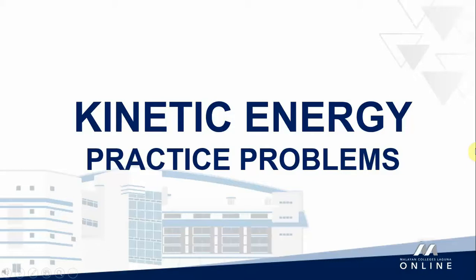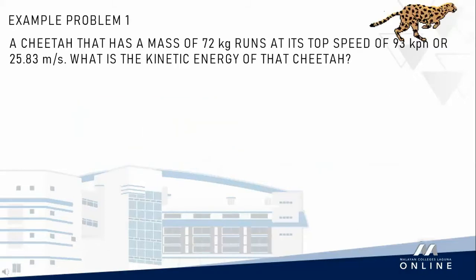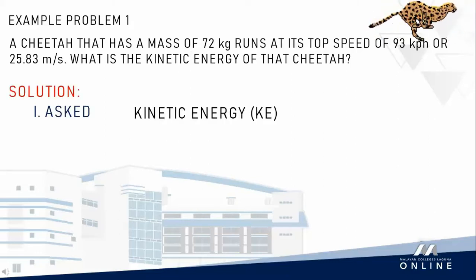Let us have some kinetic energy problems. A cheetah that has a mass of 72 kilograms runs at its top speed of 93 kph or 25.83 meters per second. What is the kinetic energy of the cheetah? In this problem, we are asked to calculate the kinetic energy of the cheetah.